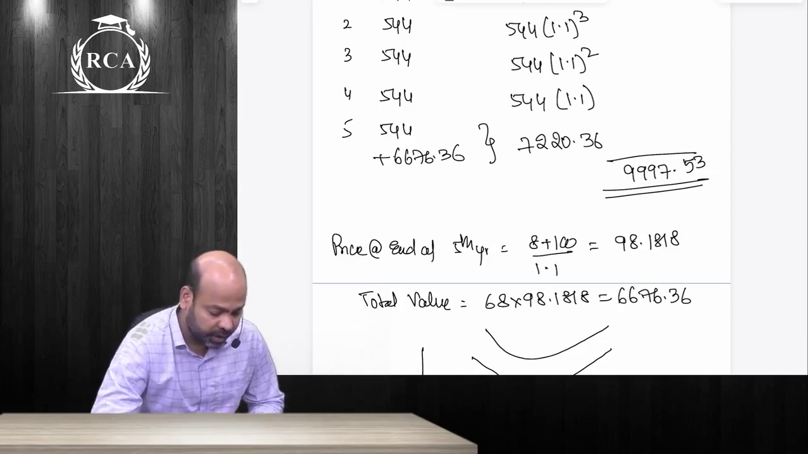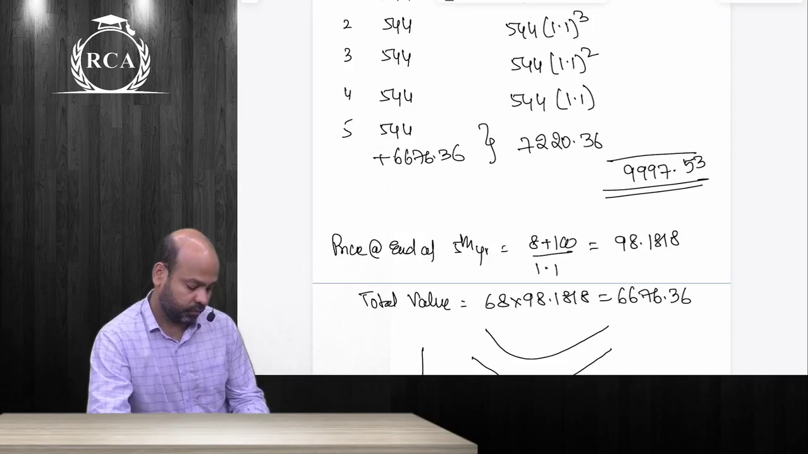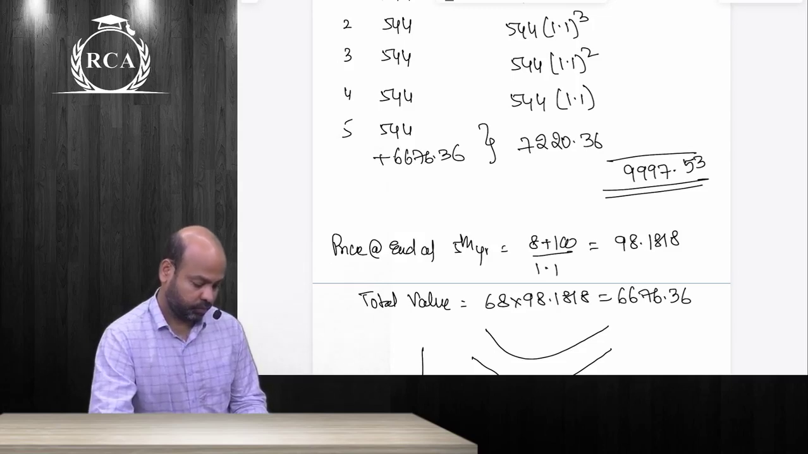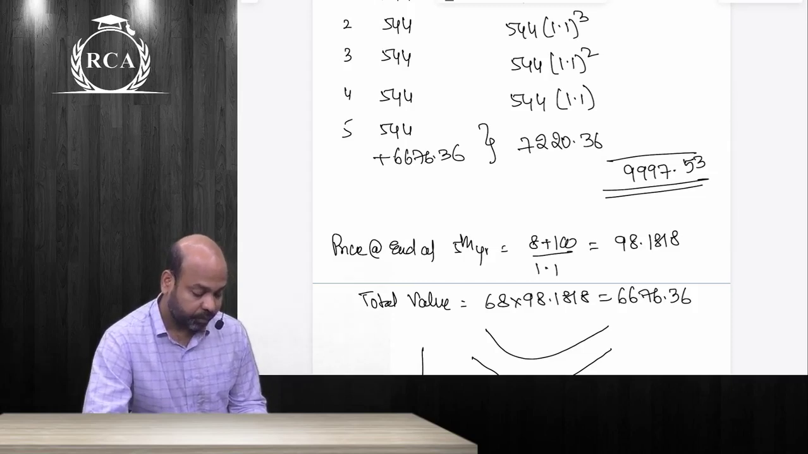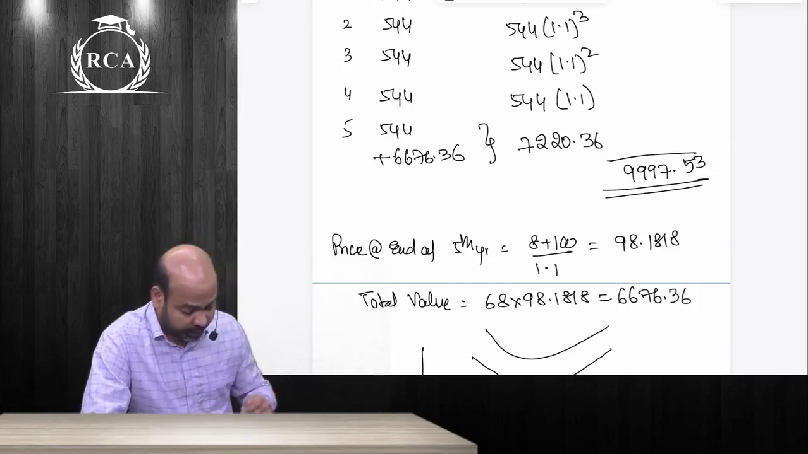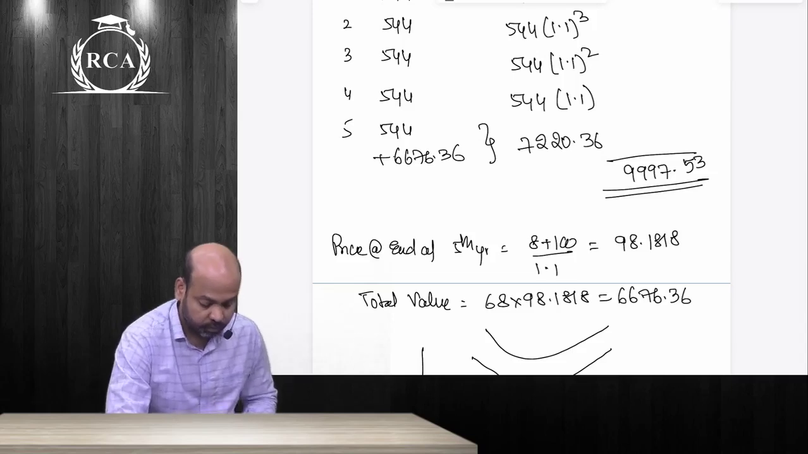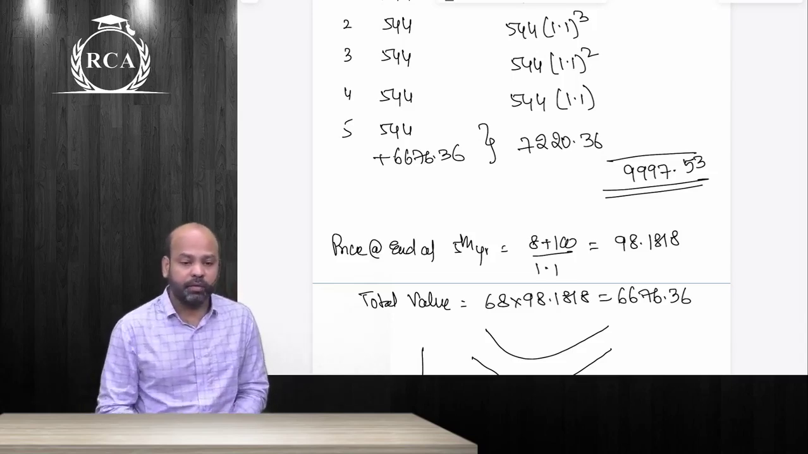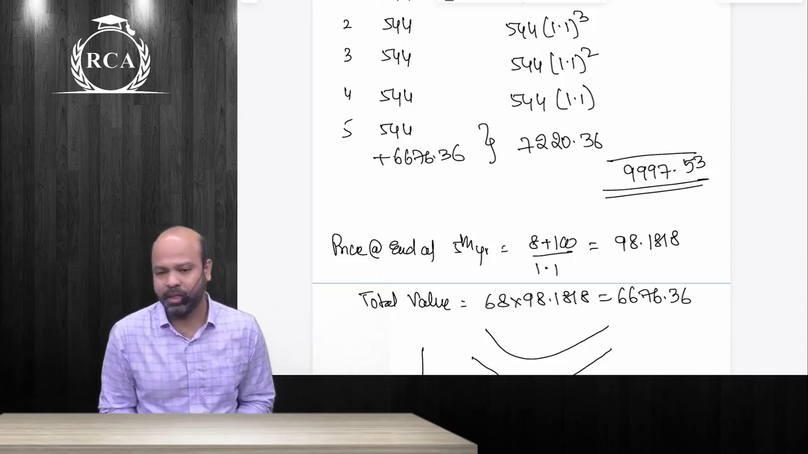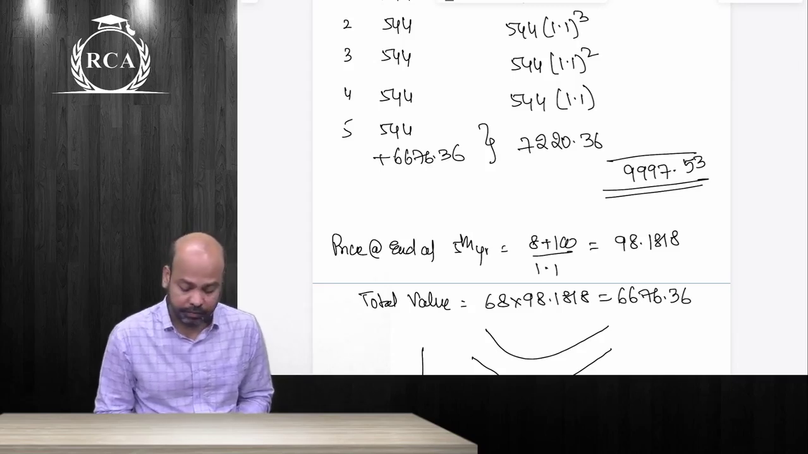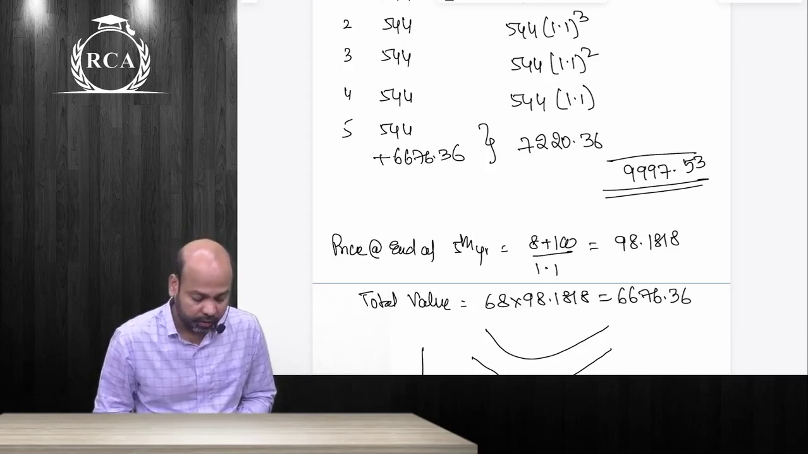Similarly, when interest rates increased to 10%, the decrease in price was offset by increase in reinvestment income.